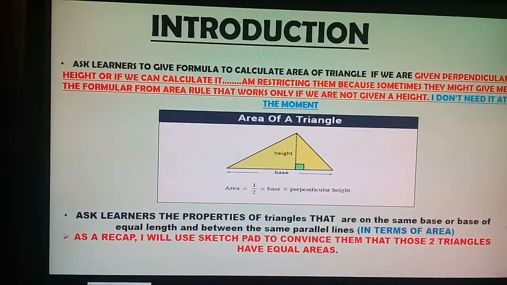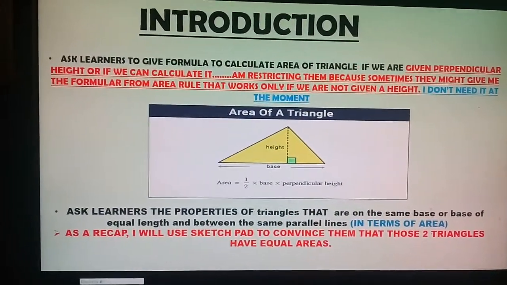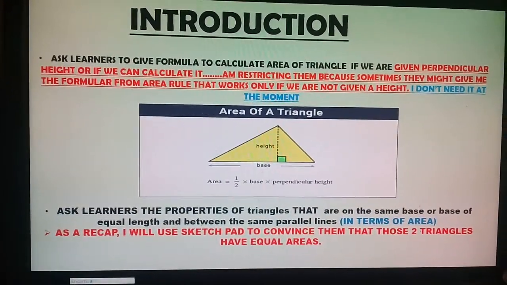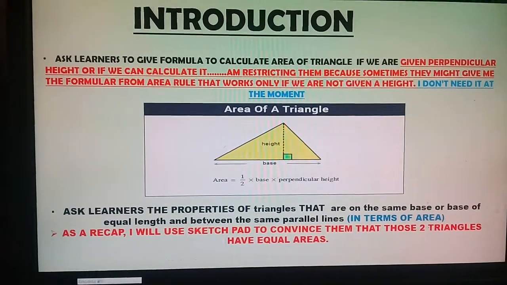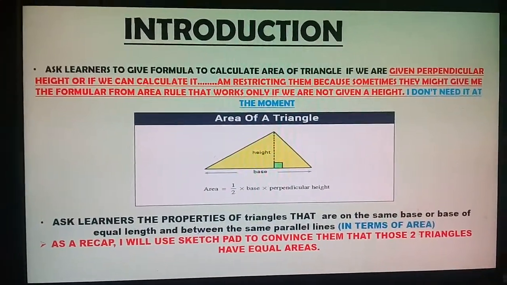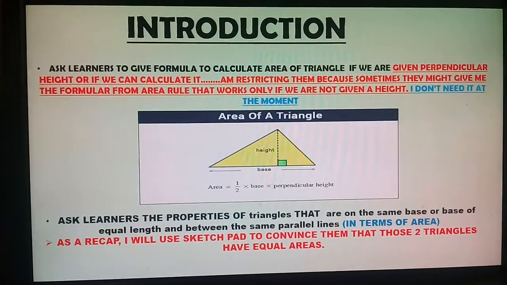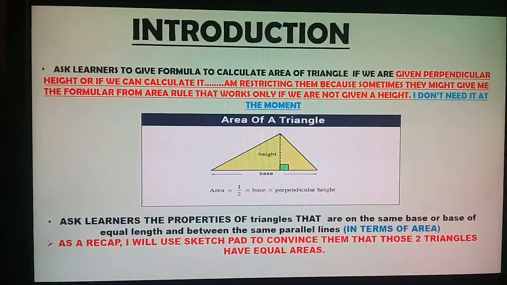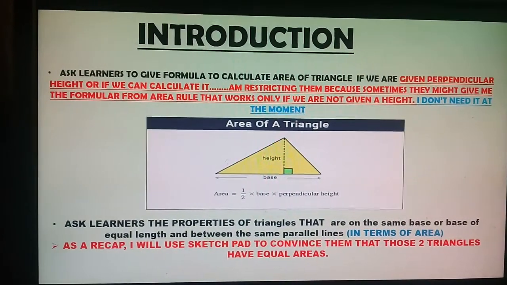As a recap, I will then use the sketchpad to convince them that two triangles have equal areas, as I have shown before we introduce my lesson. I have shown how to use that sketchpad to convince the learners that two triangles that are between parallel lines and share the same base have equal areas, as my introduction. Okay, then I'll move on with my lesson development.